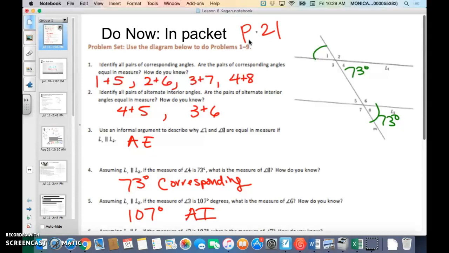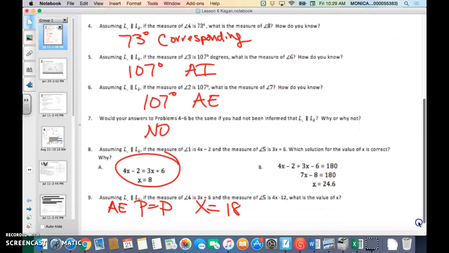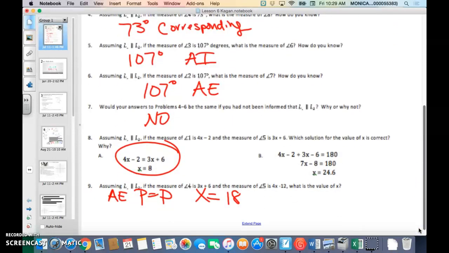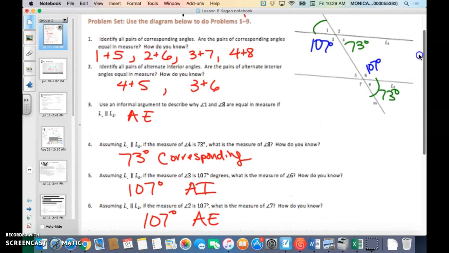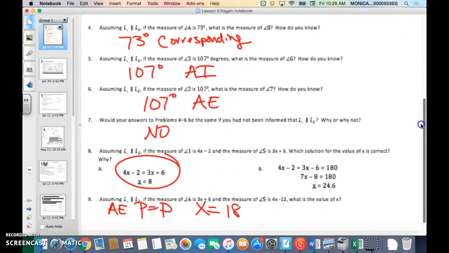If angle 3 is 107 degrees, then I can assume that angle 6 is also 107 degrees. And there's a couple things I can look at. I can see that they're both obtuse angles, and they're going to be congruent to each other because of alternate interior angles. Right. So angle 2 and angle 7 are congruent because of alternate exterior angles.